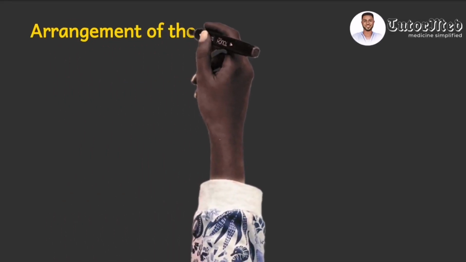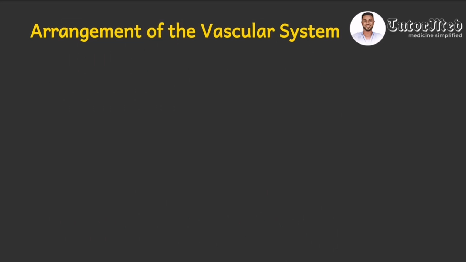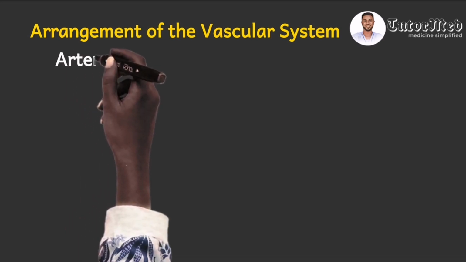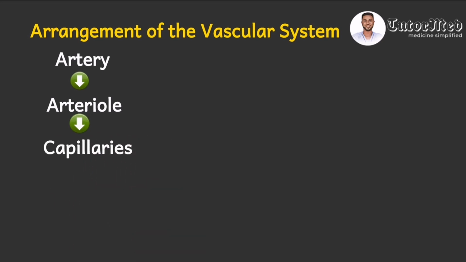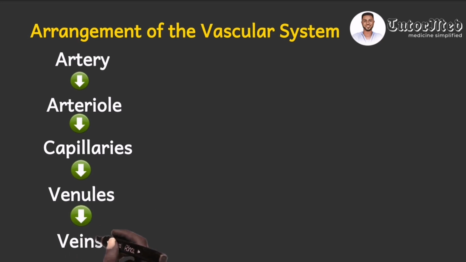Alright friends, we have spoken about the organization or the arrangement of the structures of the heart. Now let's look at the arrangement of the vascular system. Remember that from the heart, the blood vessel which takes blood away from the heart is the artery. Then from the artery, we move to the arteriole. Then from the arteriole, we move to the blood vessel which is responsible for exchange of substances, that is the capillaries. From the capillaries, you move to small veins called the venules. And then from the venules, you move to the vein.